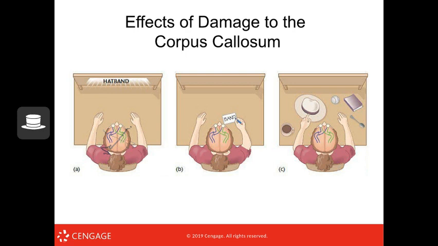If I asked you to write down the word that you saw with your right hand, you would write down band because your left hemisphere controls your right hand. Now, if I asked you to point at the object that you just saw with your left hand, well, what controls your left hand? Your right hemisphere. It saw the word hat, so it points to the hat. Because the two sides aren't communicating with each other, they don't have access to all of the information.